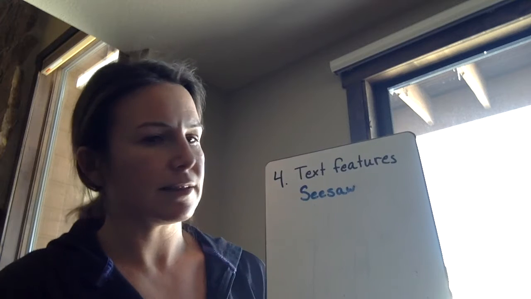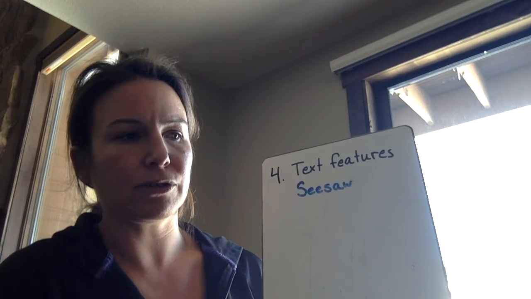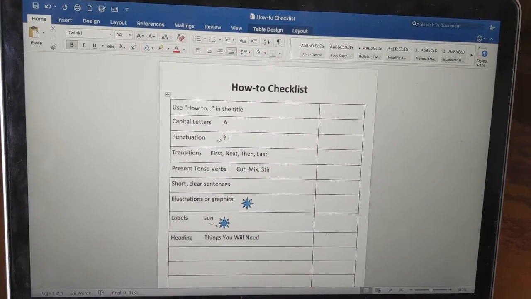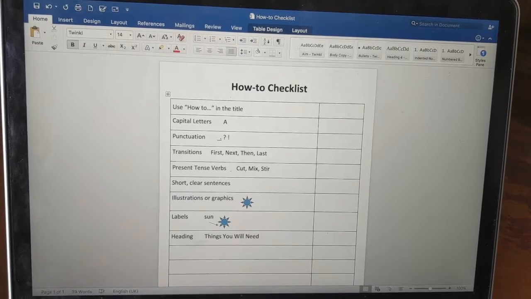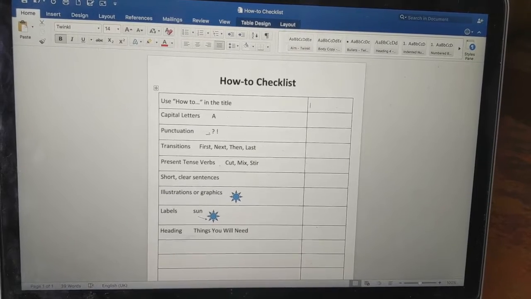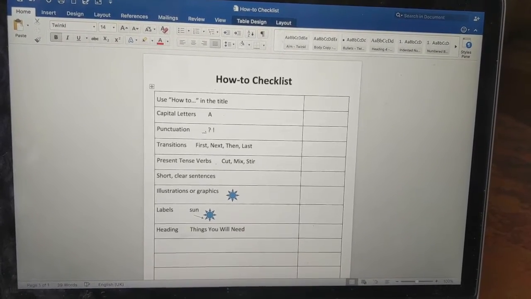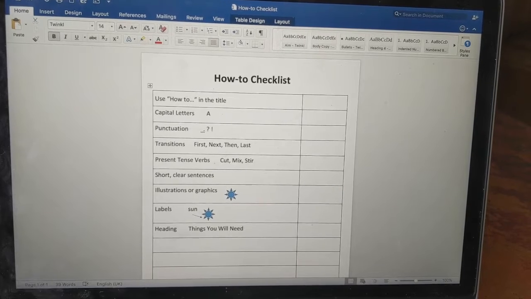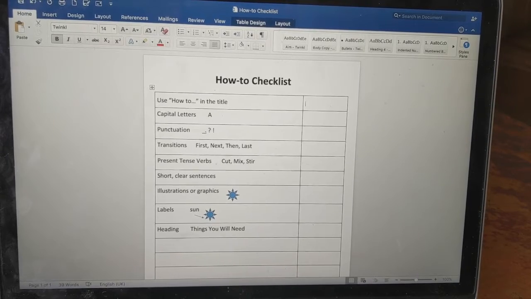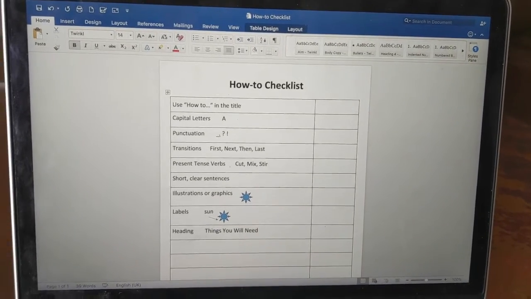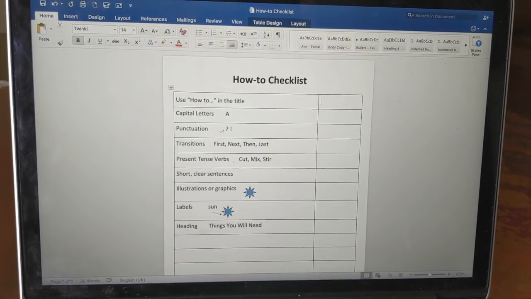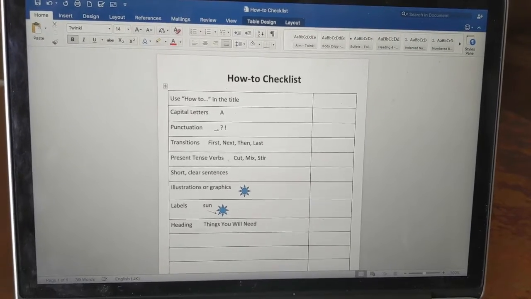Okay. So let's talk about how to revise and edit your how-to essay using your checklist. Okay, so first we're going to talk about editing and revising using a checklist. Remember, when we edit and revise, we want to make sure we have good capital letters, punctuation, and also we want to add or take away words to make things more clear and more interesting for our reader. So we looked at the checklist on Wednesday, when you started writing your rough draft.